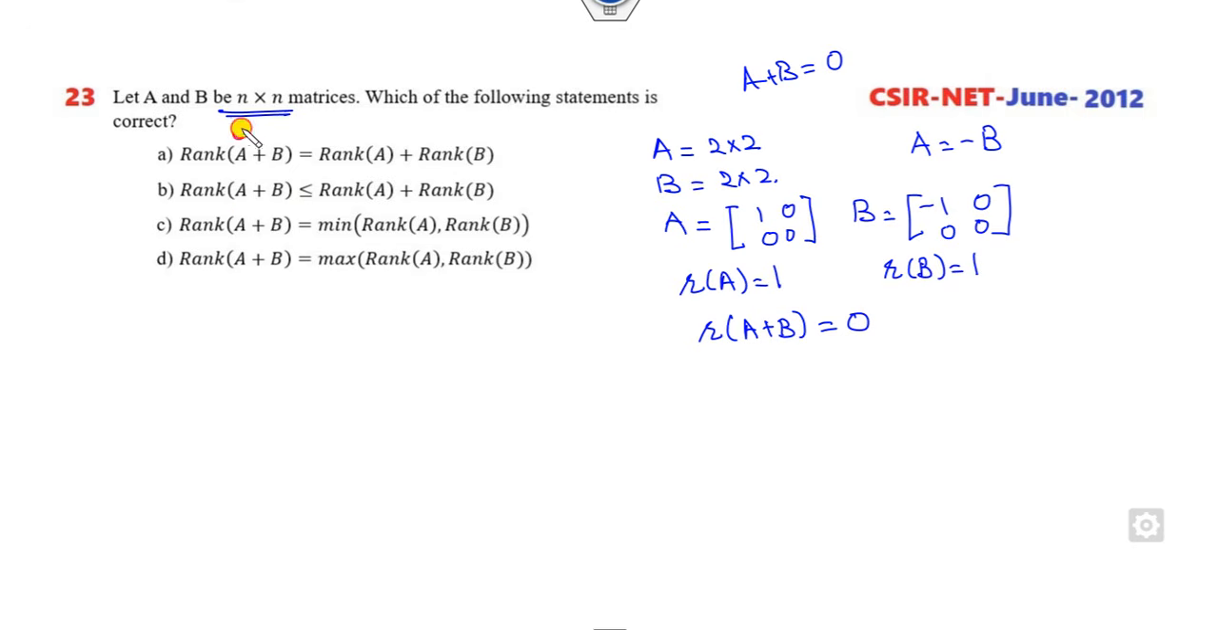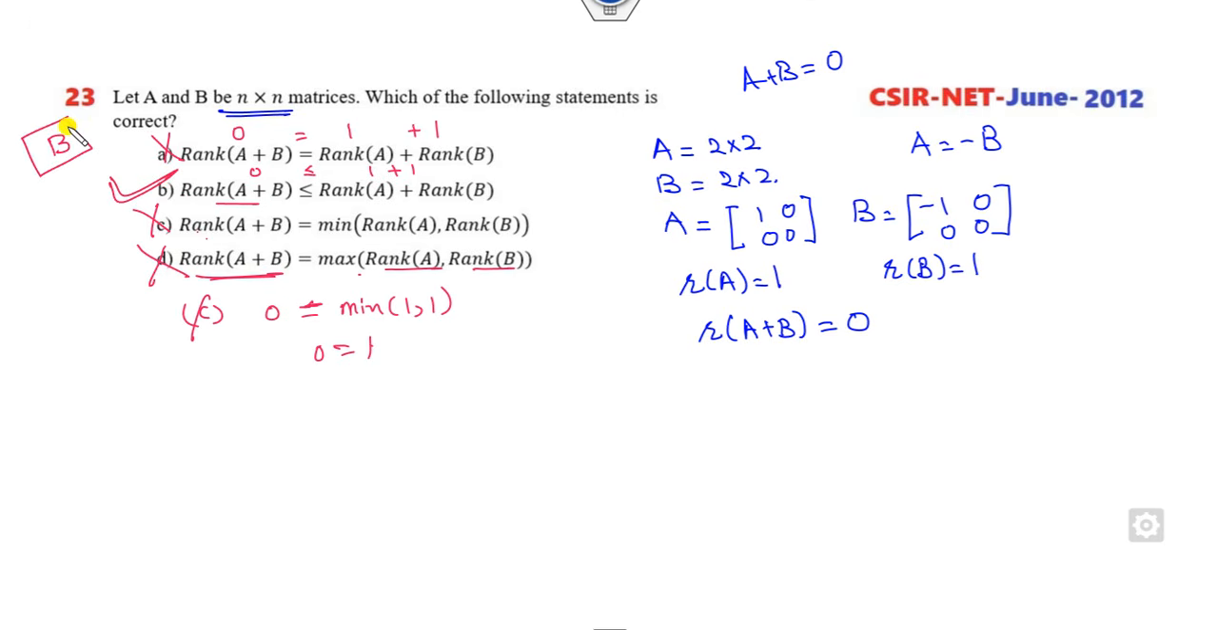Now check about that. This is 0, and the other side is 1, not satisfied. 0 less than 1 plus 1, satisfied, but this is a counter example. Third option, 0 is the minimum of 1 comma 1, so 0 is equal to 1, not satisfied, cancel. Again, the rank of each is 1, the maximum is again 1, but the left hand side is 0, so not satisfied. The only right answer is B. So you can see it is very, very simple once you think about these shortcut tricks.